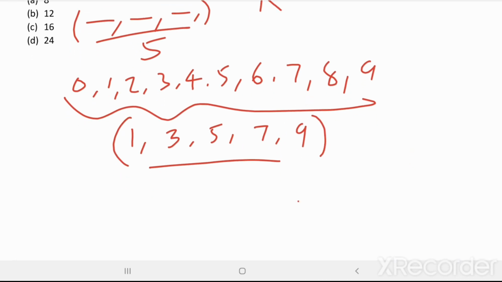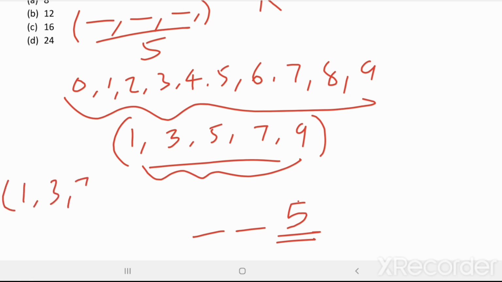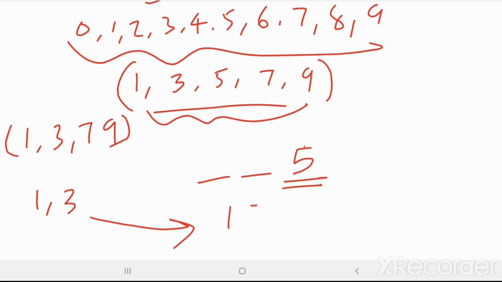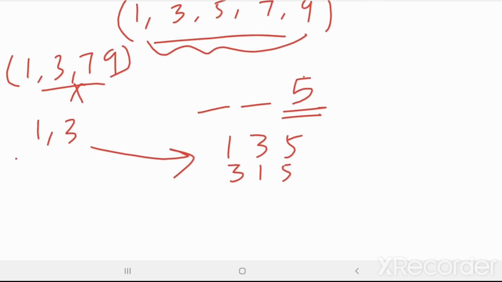Here we have to use the odd digit, so the last digit should be 5. Then we have to fill the remaining 2 spots using 1, 3, 7, 9. Suppose I am taking 1 and 3. Then the numbers possible are 1, 3, 5 and 3, 1, 5. So in this way we can take 2 digits out of these 4 digits and arrange them. So we get the total number of numbers. So how can we find that?